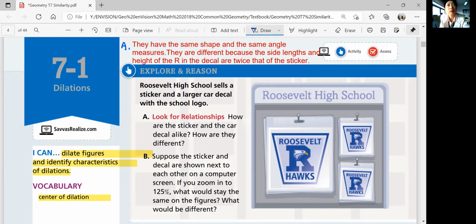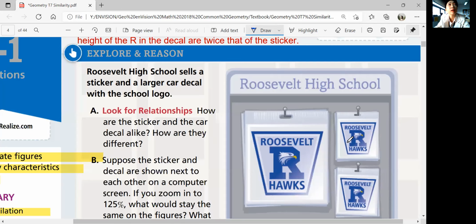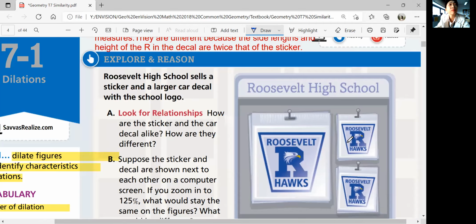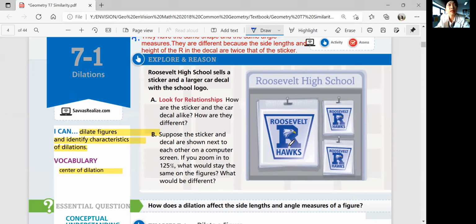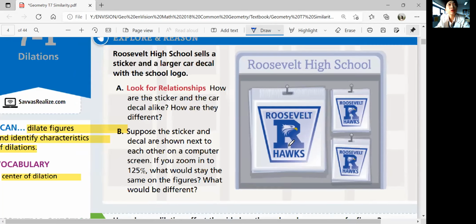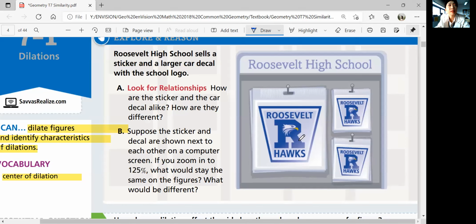And so part B, suppose the sticker and decal are shown next to each other on a computer screen. If you zoom in to 125, so if this is 100, you zoom in to 125, what would stay the same on the figures? What would be different? So what happens when you zoom in on a computer screen? If this is the original one, you zoom in, what happens? The images and the font sizes get larger.